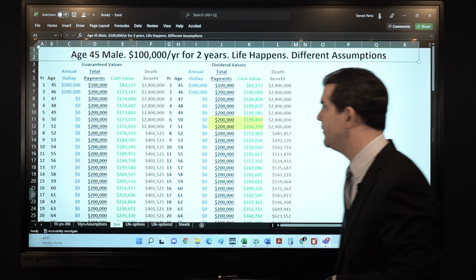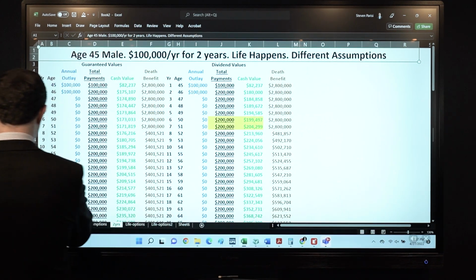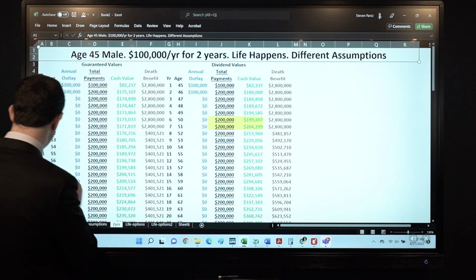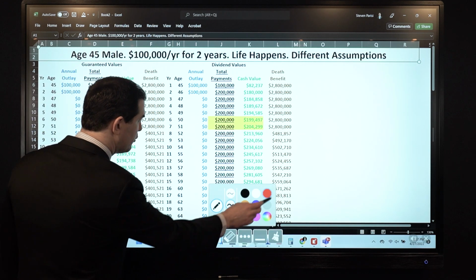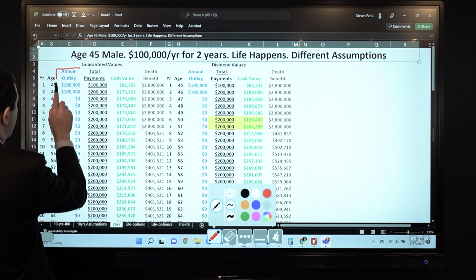Not as attractive. What do your values look like? Do they go down? For a little bit they do. Does the policy lapse, or does it ever call for more money though? That's a big thing we want to look at here. And the answer is no.